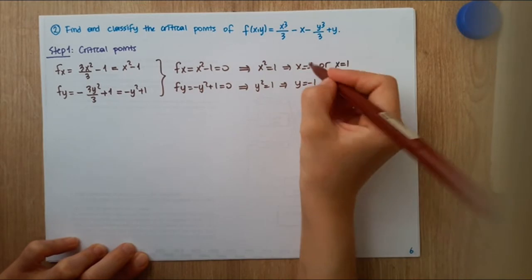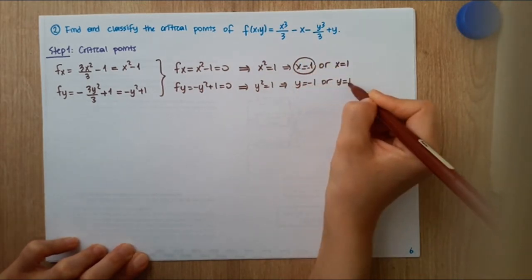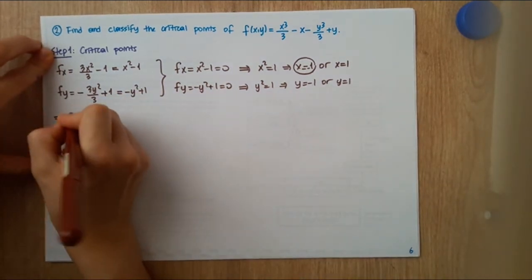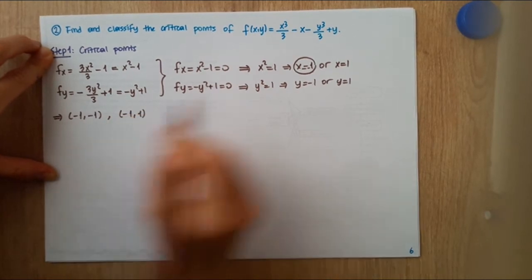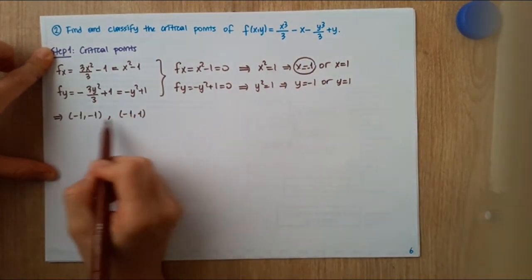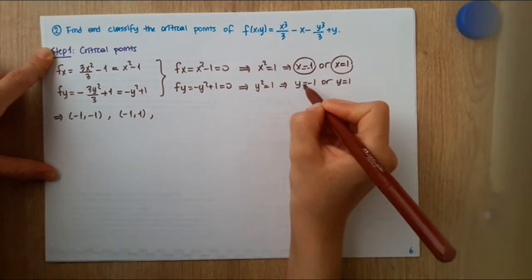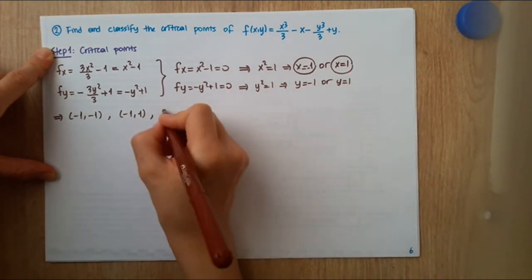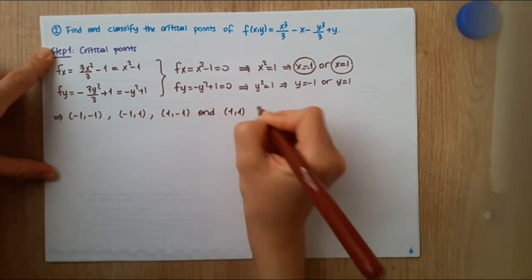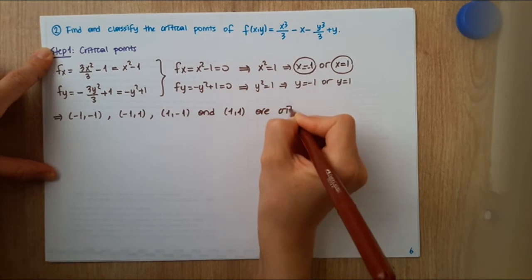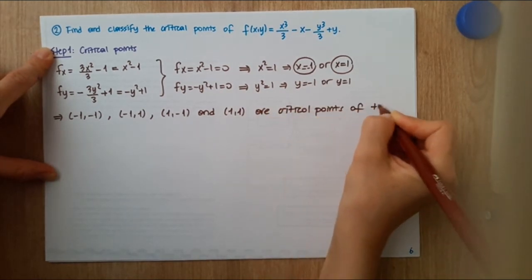So it means when x is minus 1, y can be minus 1 or 1. So I have (minus 1, minus 1) from the first part. We have 2 different critical points. And when x is 1, again y can be minus 1 or 1. So I have (1, minus 1) and (1, 1) as critical points of the given function.